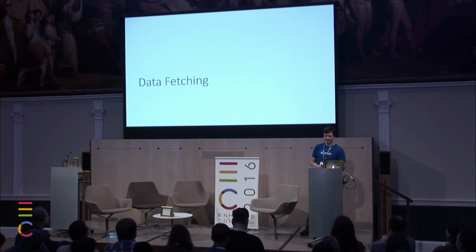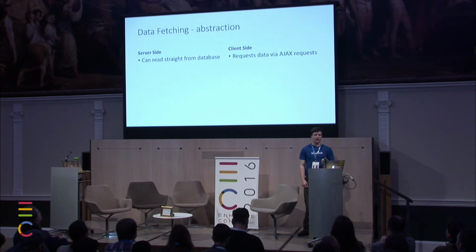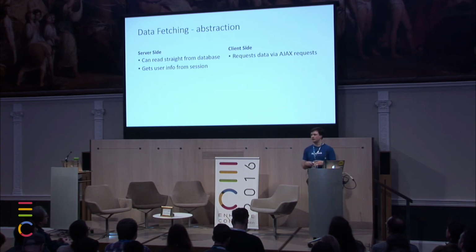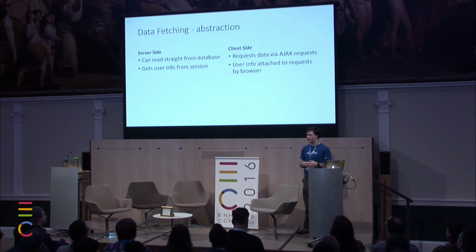Let's talk about data fetching. On the server side, we can read straight from the database. But on the client side, our requests are going to be via some kind of AJAX. On the server side, we can get user info directly from the session. We've presumably got some kind of session system in a typical web app, so we read the user info straight out of that. On the client side, the user info gets attached to any requests we make, assuming we're using cookies. But it's not directly available in the browser unless we go to the trouble of making it. So if we want our client-side code to be aware of the user, we have to provide it.